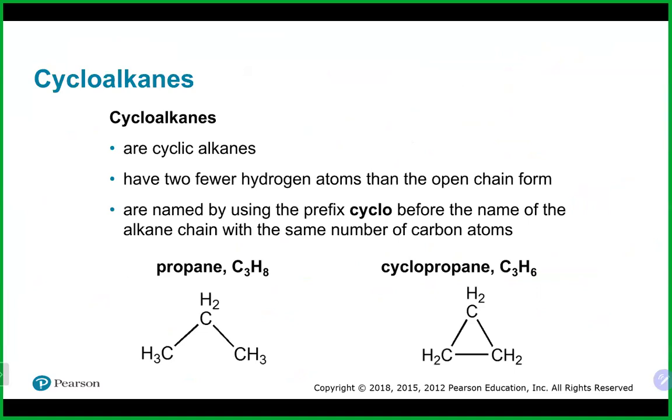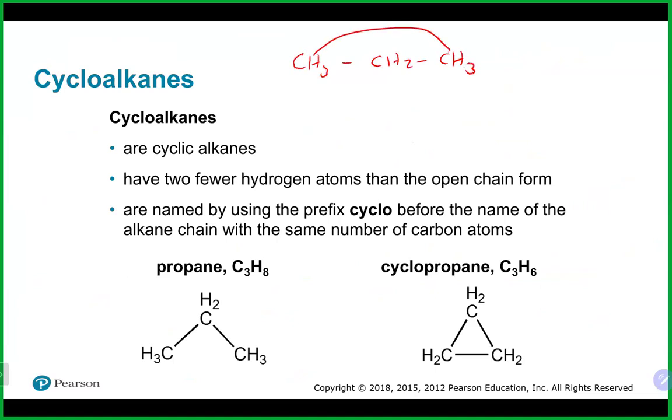Let us talk a little bit about cycloalkanes as well. Cycloalkanes are cyclic alkanes. They basically are straight chain alkanes where the ends just kind of come together and bond. So as we can see here, that's propane, which is this. And basically these 2 carbons decide to make a bond.